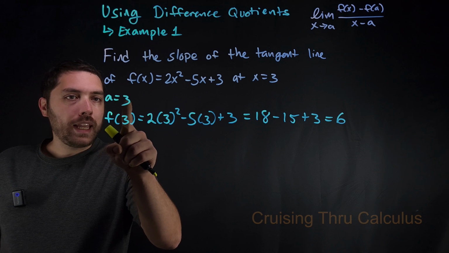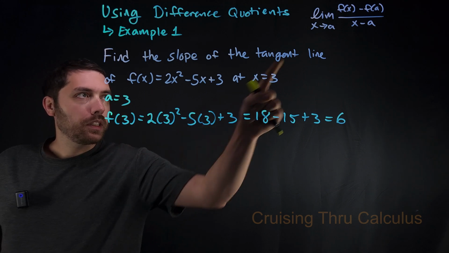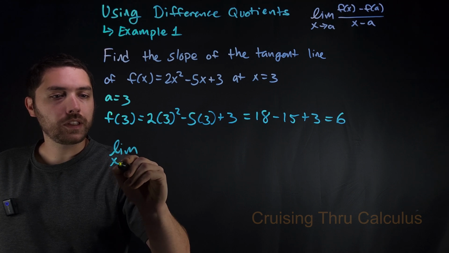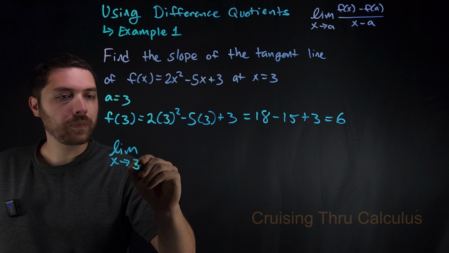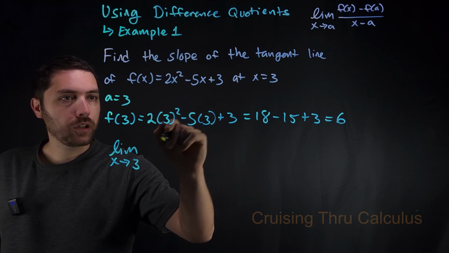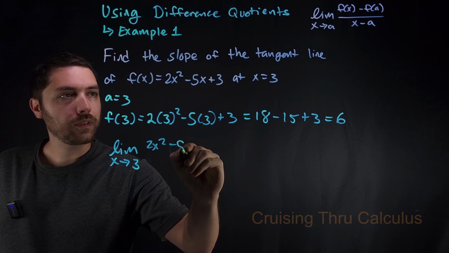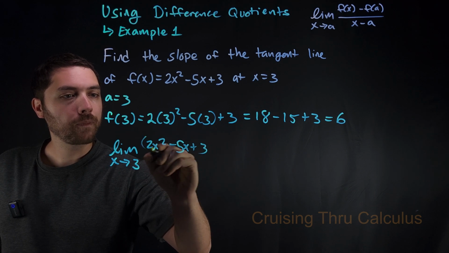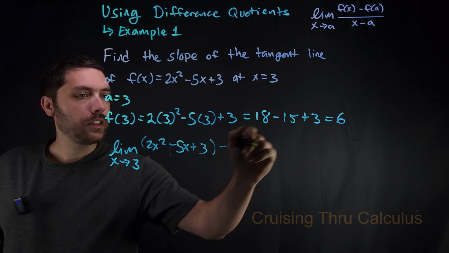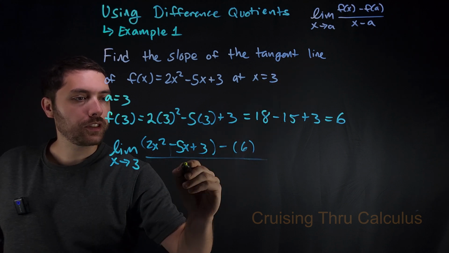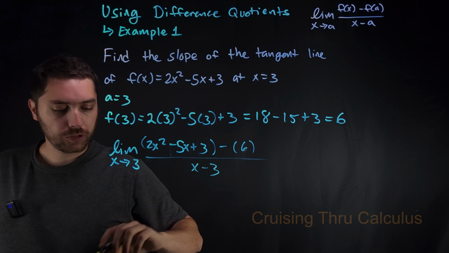Now that I know what a is, and now that I know what f of 3 is, let's plug it into our formula here. We're now going to find the limit as x approaches a, which is 3, of f of x, which is our original function, 2x squared minus 5x plus 3, minus 6, all over x minus a, or x minus 3 in other words.